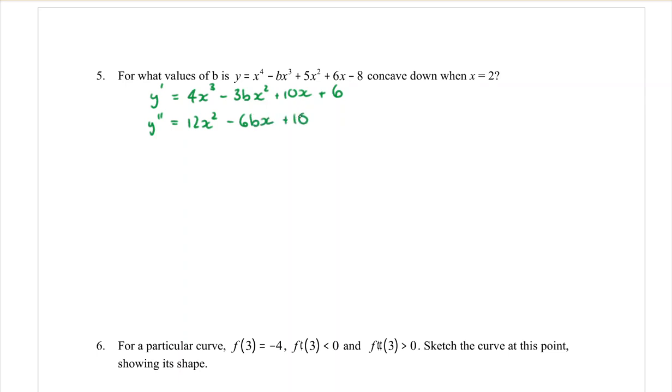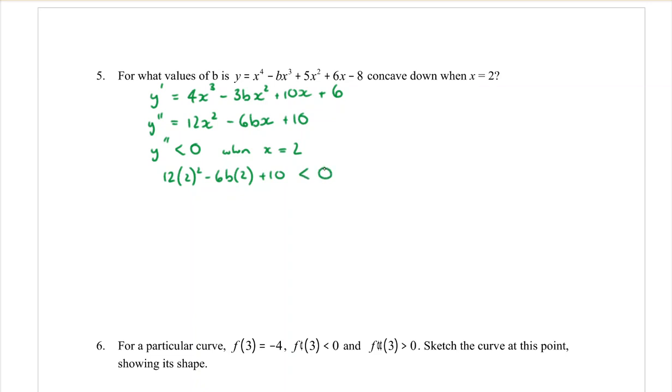And plus 10. Now it's telling me that I want the curve to be concave down. Concave down means what for the second derivative? Has to be lower. Less than 0. And it's going to be less than 0, it says, when x equals 2. So there's some information for me to put into my equation. So the 12x squared, that part there, I'm going to sub the 2 in. 12 times 2 squared minus 6b times 2 plus 10, that's my second derivative, and it has to be less than 0.